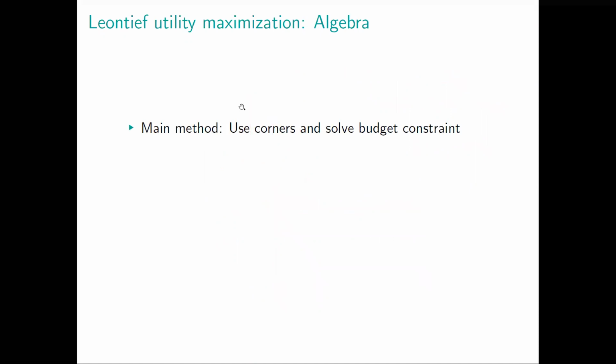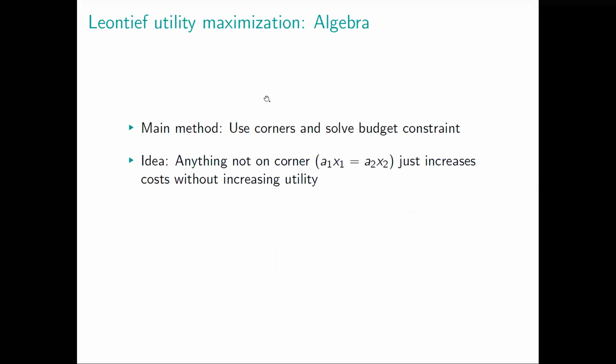We can do the algebra. The main method is just use coordinates and solve the budget constraint. The idea is anything not on the corner, so anything where A1 times X1 is not equal to A2 X2, then this is going to increase the cost I spend without increasing the utility. I need to increase X1 and X2 at the same rate, staying on the corner, in order to increase my utility.